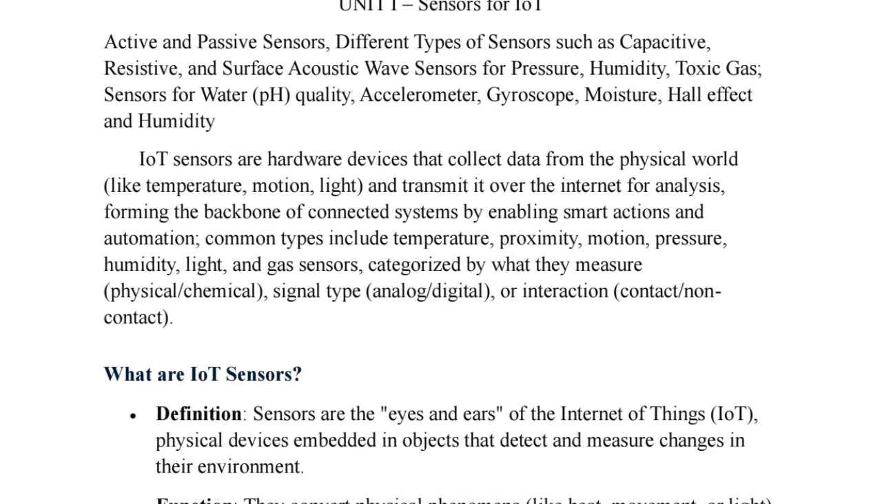First, we should know what IoT sensors are. These IoT sensors are hardware devices that collect data from the physical world, like temperature, motion, and light, and it is transmitted over the internet for analysis, also forming the backbone for connected systems by enabling smart actions and automation. The common types of sensors are temperature, proximity, motion, pressure, humidity, light, and gas sensors.